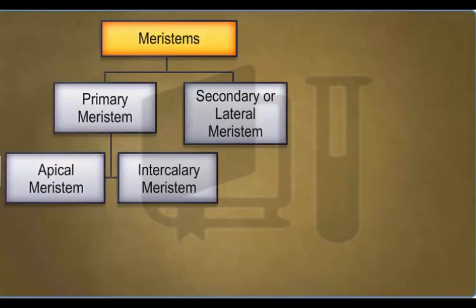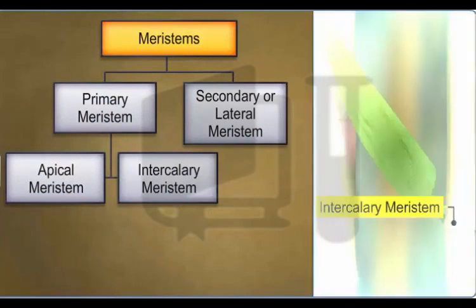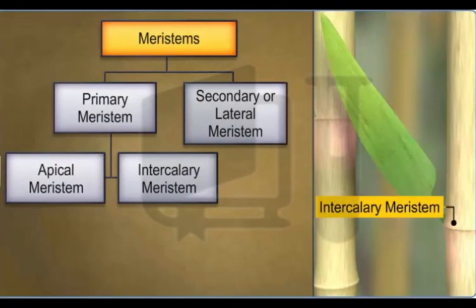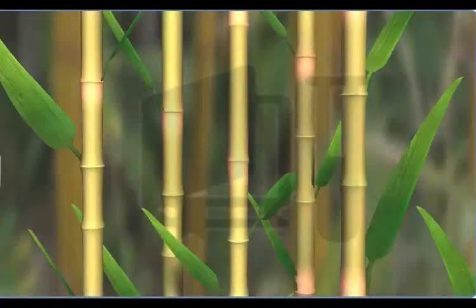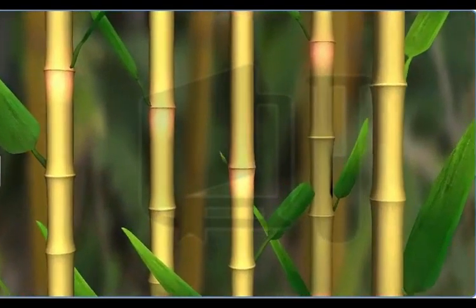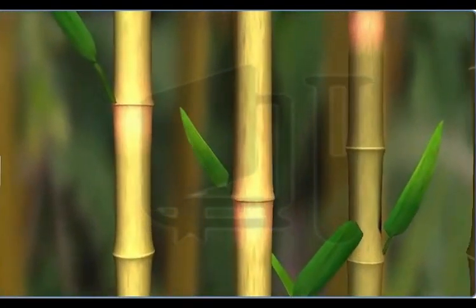Another type of primary meristem is intercalary meristem, which occurs between mature tissues. It helps in regenerating grass blades removed or eaten by grazing animals.